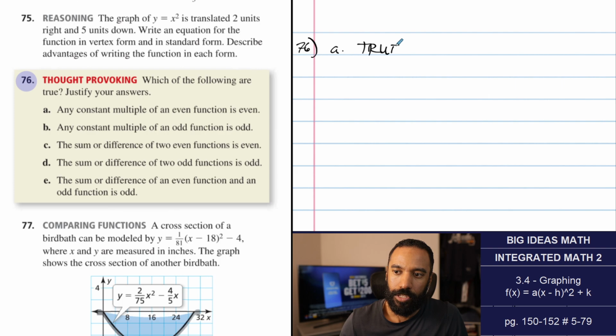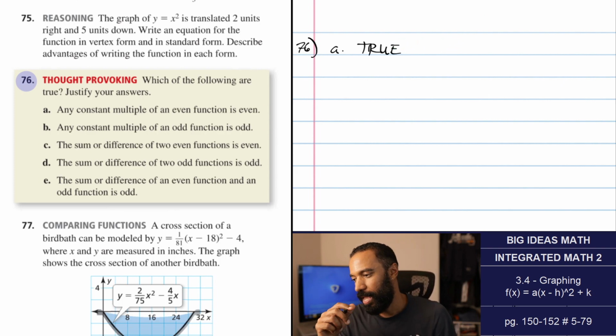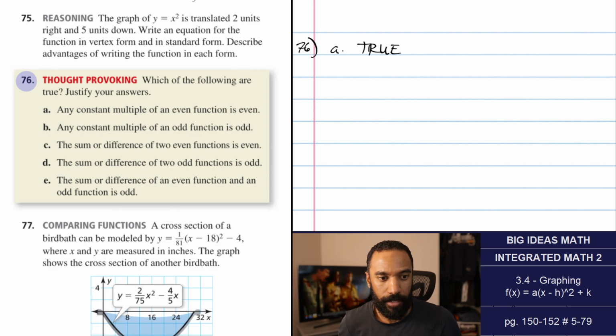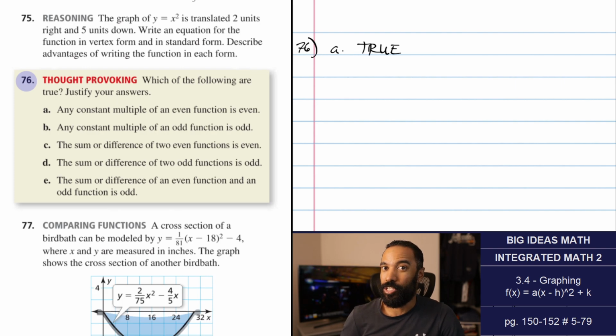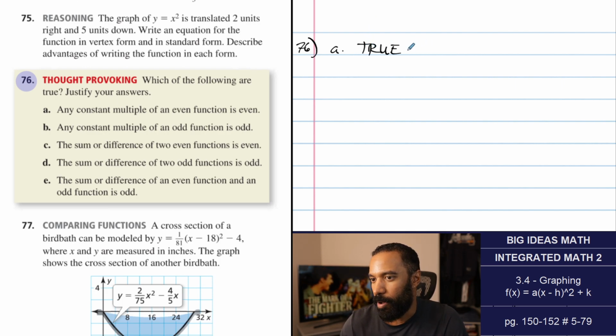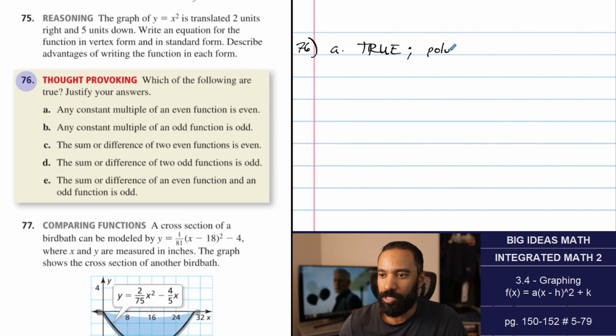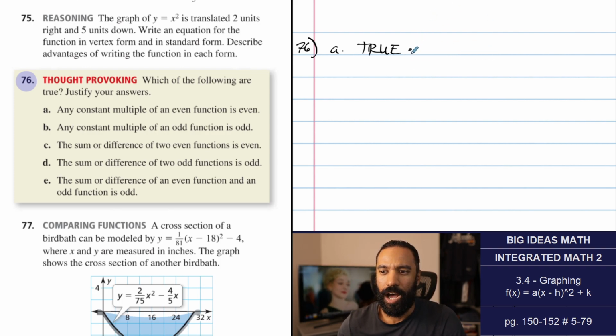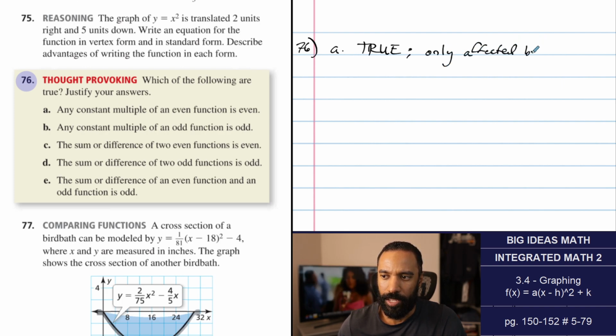So what they're saying is if I take an even function and multiply it by a number, if I multiply an even function by 2 or by -5 or by 0 or by 0.7 or whatever, it still stays an even function. Sorry, the terms, I'm not really sure how to say this, but just true. Only affected, really, by degrees. Only affected by change in degree. How about that? Which this does not do.